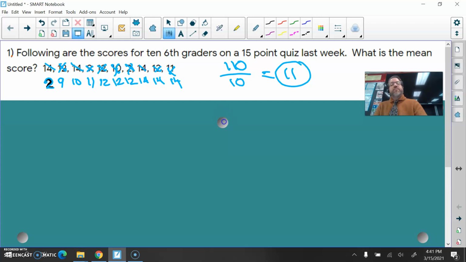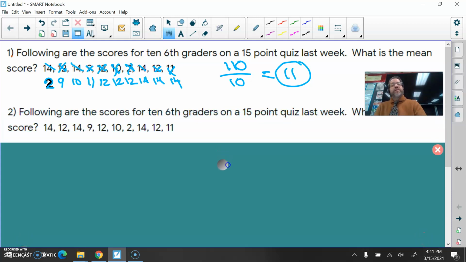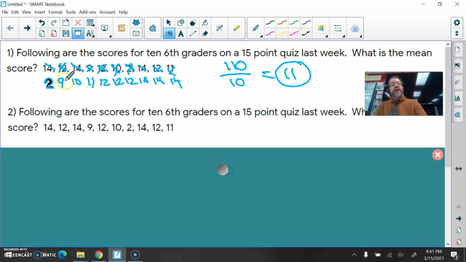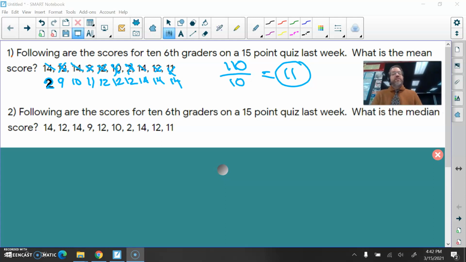All right, let's look at number 2. Same scores. I already put them in order, so we won't do that again. But this time, what is the median? My picture is kind of blocking the words there. What is the median score?